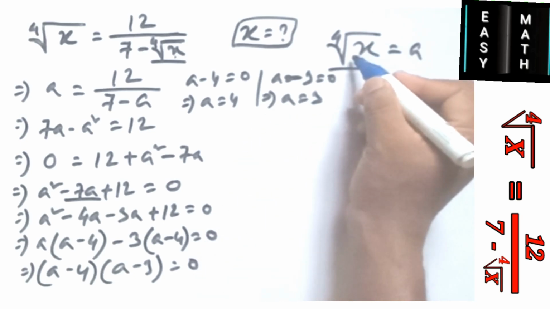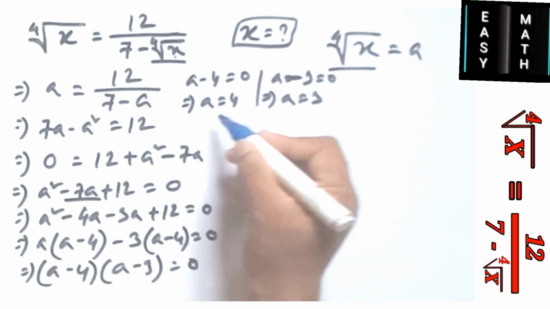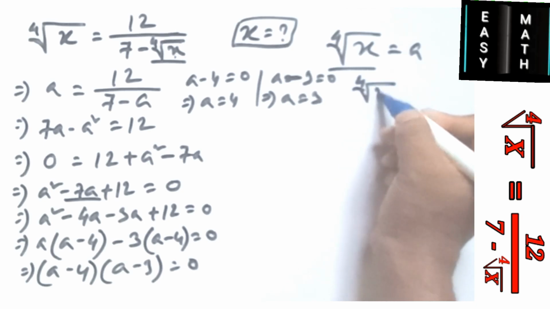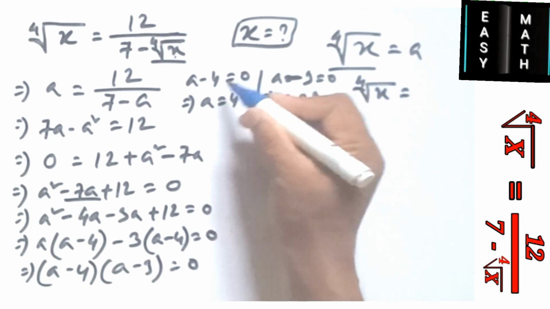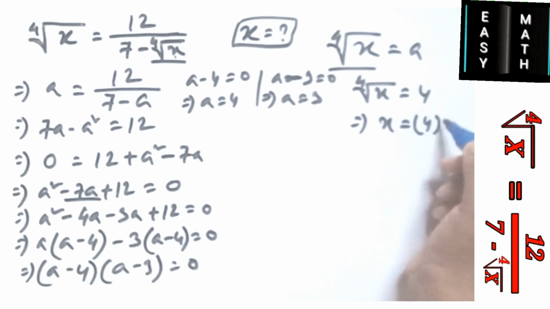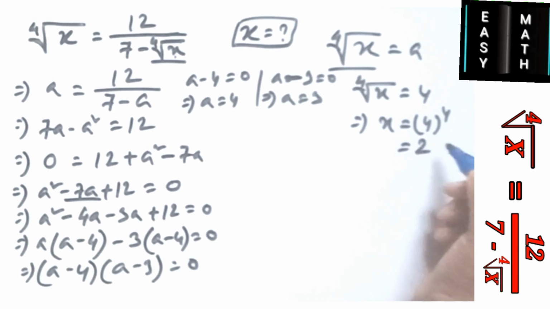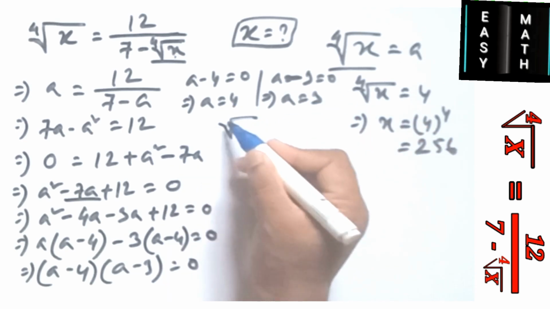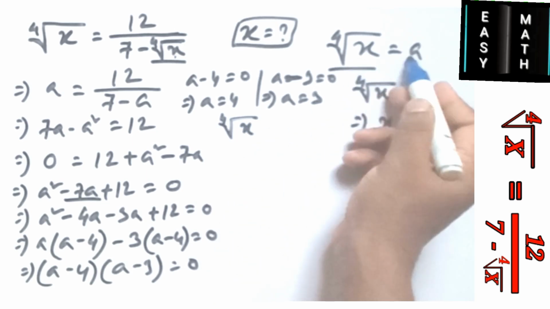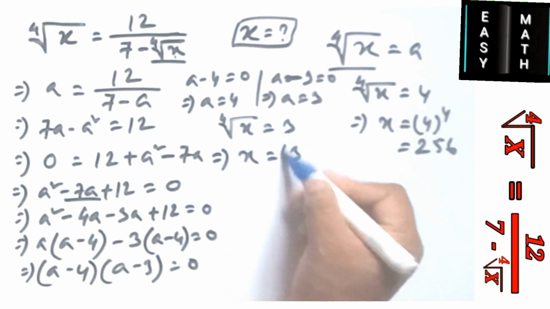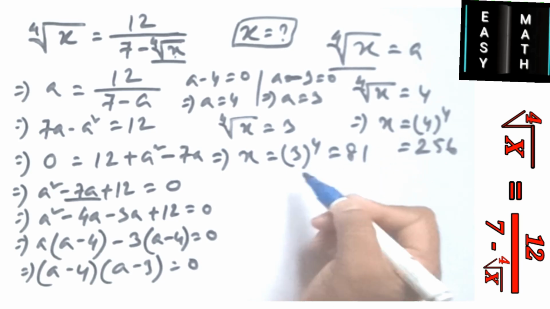And now this is equal to a. So first, we can write this to the power x. This first a is equal to 4. So x is equal to 4 to the power 4, and this value is 256. And similarly, if a is equal to 3, then the x value is 3 to the power 4, which is 81.